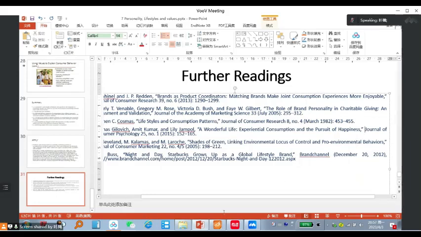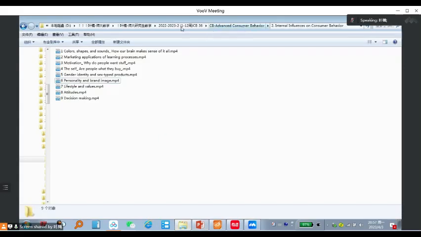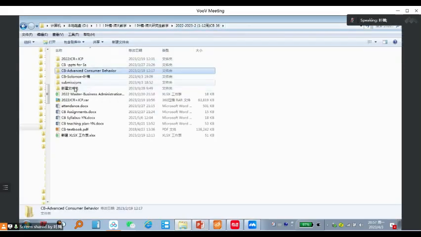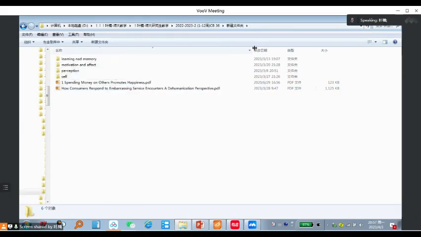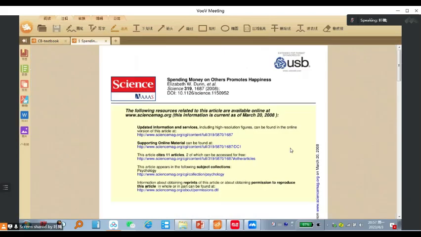And now we go to a former article that I shared in our WeChat group. I'm not sure how many students have read this article. And now let's check it together.